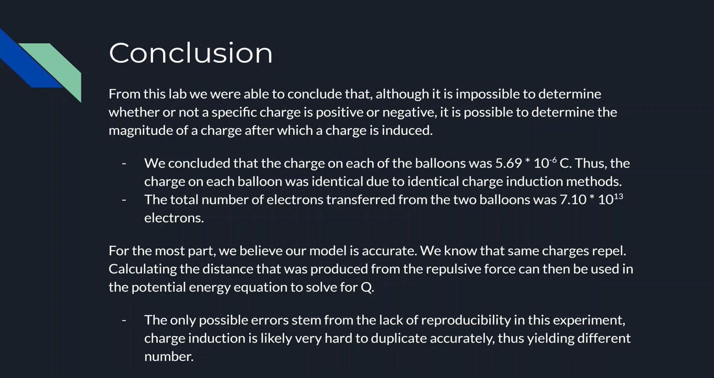We know that the charges will repel because the charges are in the same direction, meaning that they're either both positive or both negative, although we do not know for certain. Calculating the distance that was produced via the repulsive force was a difficulty because of the speed at which the interaction occurred. This is the only possible error that can stem from our experiment, thus arising the lack of reproducibility in the experiment.